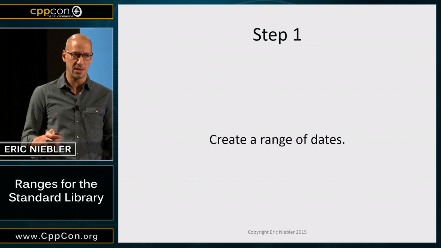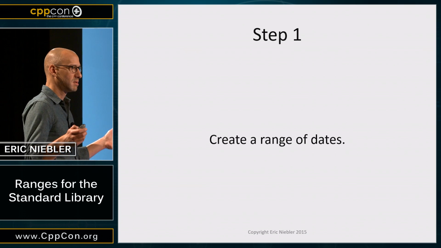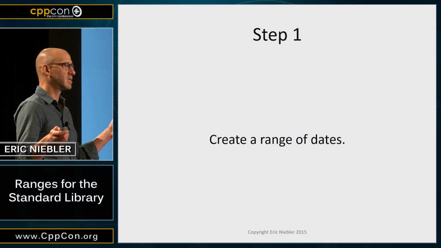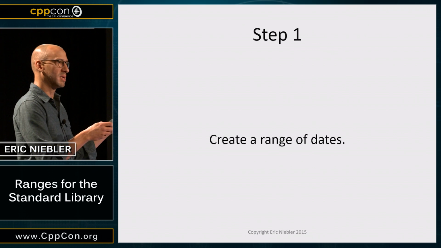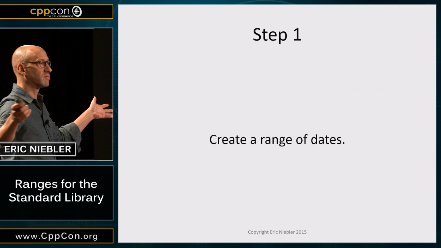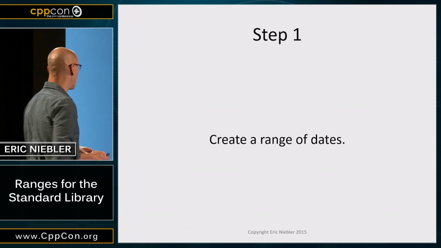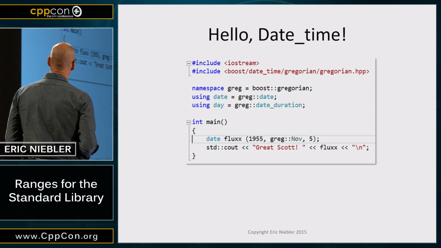Now, what is a range exactly? A range basically is anything with a begin and end that return iterators or an iterator sentinel pair. I'll talk about that a little bit later. Where you can iterate from the start to the finish. So a container is an example of a range. It's not the only example, though, obviously. Okay.